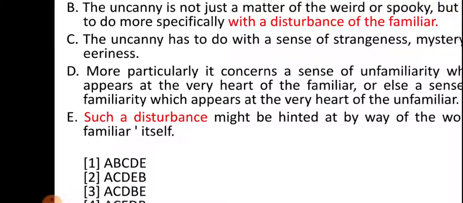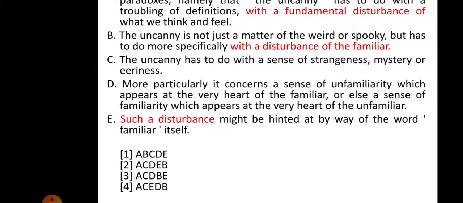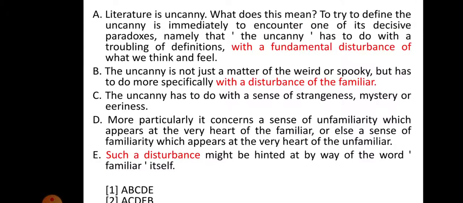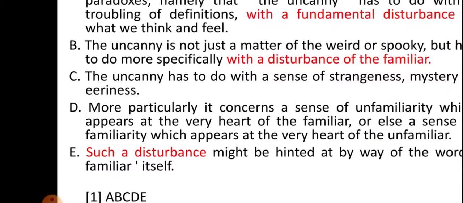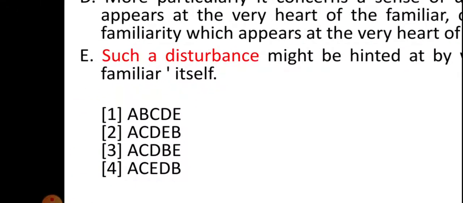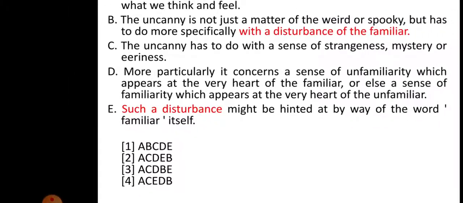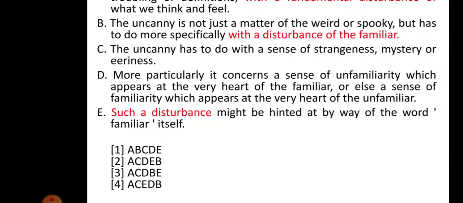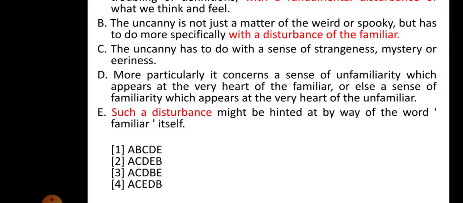Now I need to see where this disturbance is used. Where is this word called disturbance used? I could find the disturbance in two sentences, in B and A. So I should immediately understand that either A or B should precede option E. That's all. Now look at the options here. You have got 1, 2, 3, 4. There are 4 options. We need to see that either A or B should be preceding E. That means either A or B should come before E.